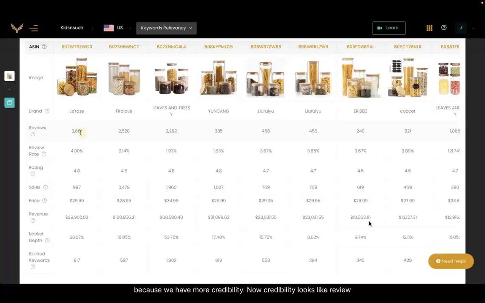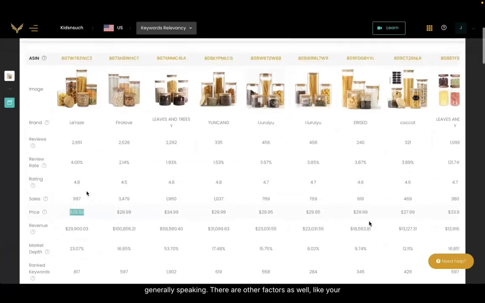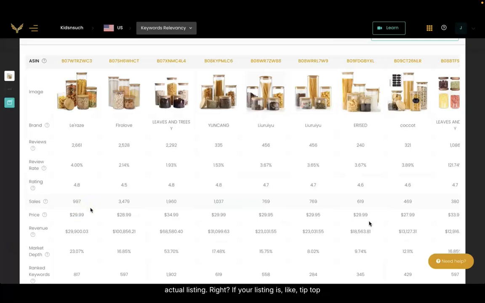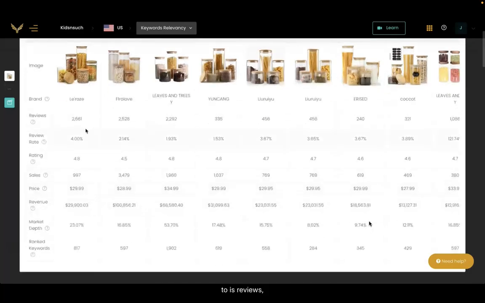Now, credibility looks like review count, review rating, and price. Generally speaking, there are other factors as well, like your actual listing. If your listing is tip top and looks great, your images are on point, and your bullets are great, and you compare it to a competitor who's got 2 images total and 4 of their bullets are the same, you would argue, and be correct, that you have much better listing credibility than they do. Those are the factors we're going to look at, but primarily it comes down to reviews, review rating, and price, and then you're going to use these last 3 rows down here to determine if it's a good comparison or not.